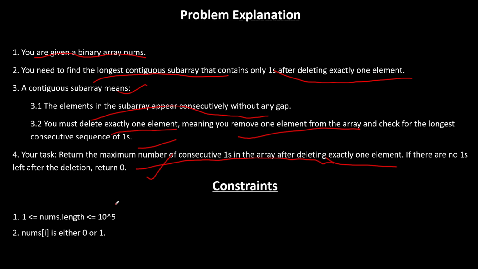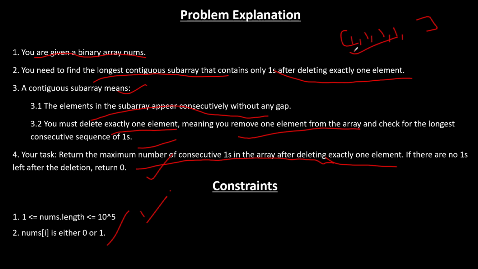Fine. Now let's understand the constraints. The length of the nums array will be from 1 to 10 to the power 5, and values would be either 0 or 1 in the array. Okay. So this is the question. We just have to give them the continuous subarray consisting of ones only. That's all. And it has to be contiguous.